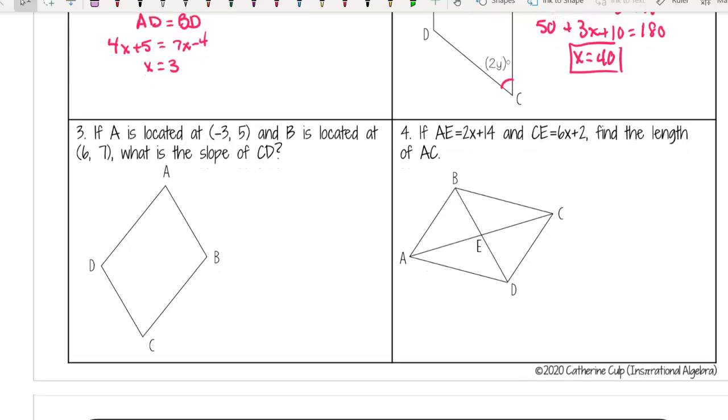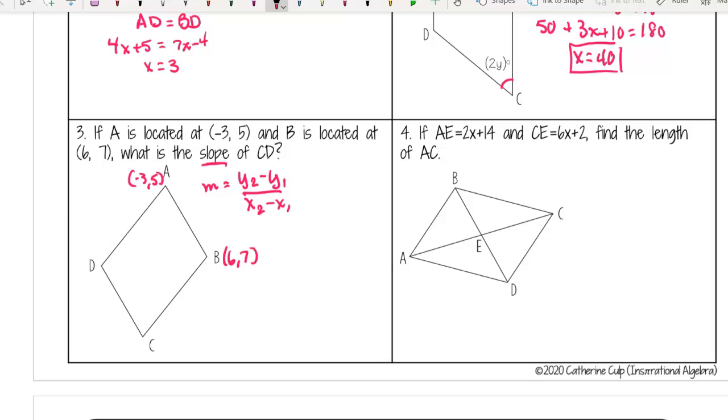Number 3. Now this one is slope. This is why I like this lesson, because they pull in the slope and the distance formula and midpoint formula for you to remember again. So we have to find the slope. You need to remember the formula for slope is m equals y2 minus y1 over x2 minus x1. A is located at negative 3, 5. B is located at 7.